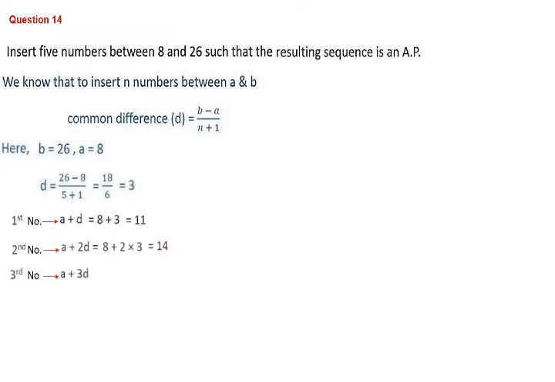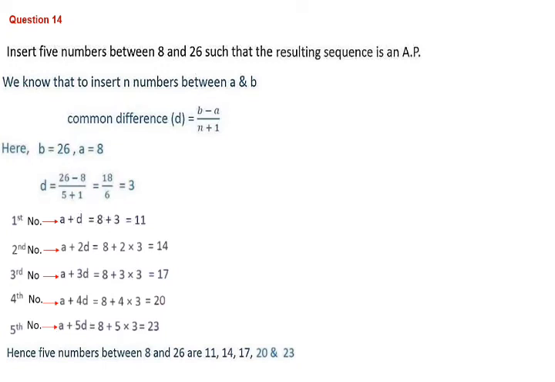The third number means A plus 3D. That is equal to 8 plus 3 into D, which is 3. 9. So 9 plus 8 is 17. The fourth number means A plus 4D. That is equal to 8 plus 4 into 3. 12 plus 8, that is 20. Finally the fifth number. The fifth number is equal to A plus 5D. That is equal to 8 plus 5 into 3, 15. 15 plus 8 is 23. So these are the required numbers. Hence the 5 numbers between 8 and 26 are 11, 14, 17, then 20 and 23.